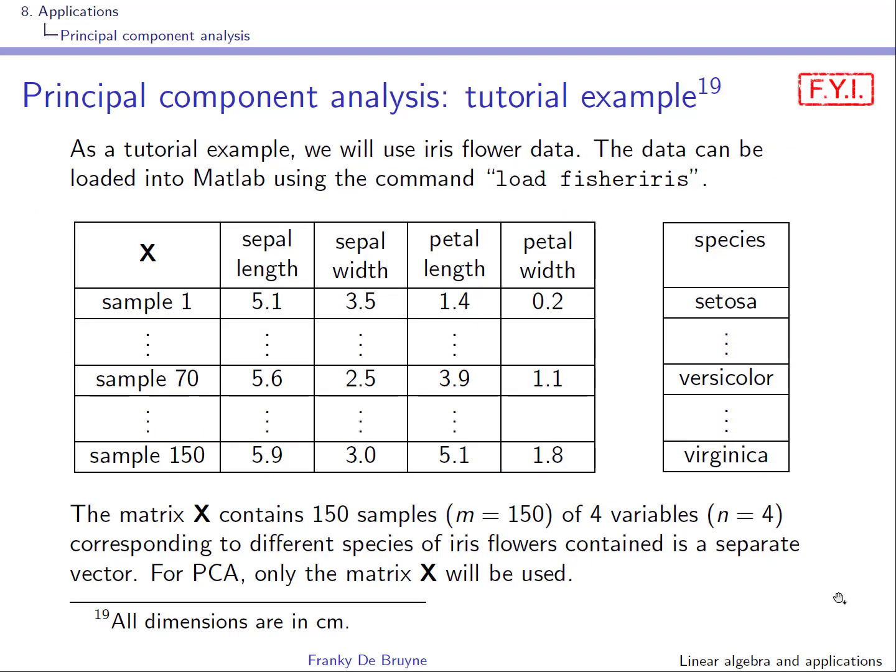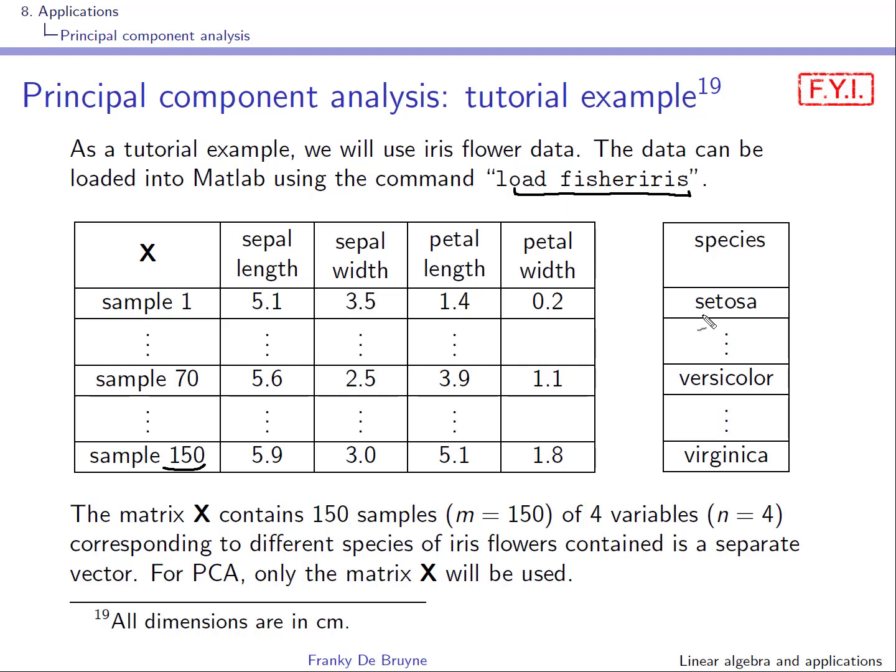The data from the iris flower data can be loaded into Matlab using load fisheriris. What you obtain is indeed a set with 150 samples, and each sample has 4 variables: sepal length, sepal width, petal length and petal width. You also have information about the species, which type of iris it is, but this will never be used in principal component analysis.